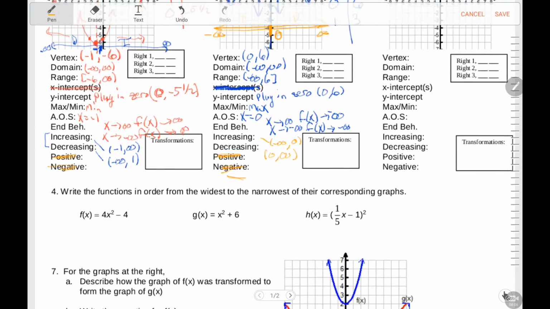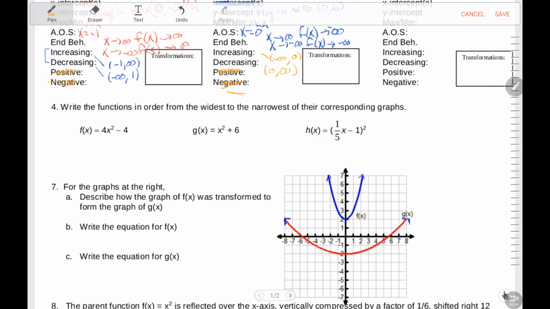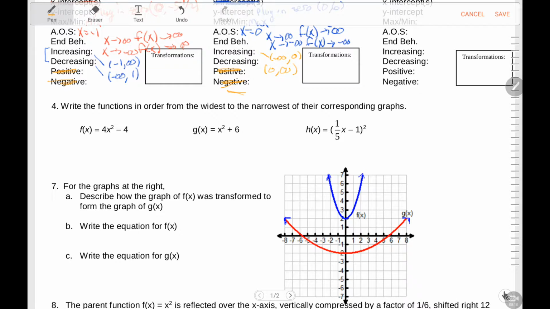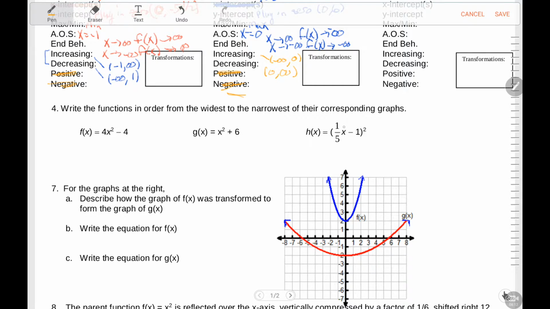All right, moving on. Write the functions from the widest to the narrowest of their corresponding graphs. I think yours on here has the parentheses right here, which it should be, and that shouldn't be there. But remember, widest is from your a value has to be between 0 and 1. So in other words, it's that fraction or a decimal. That's going to give you your widest. The narrowest is going to give you when a is greater than 1.